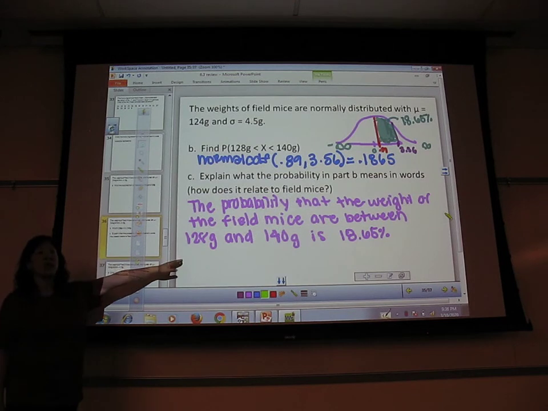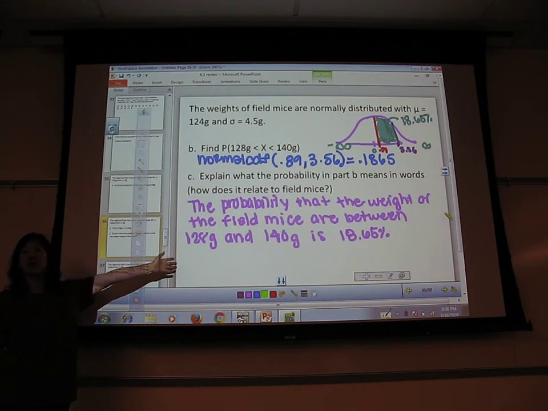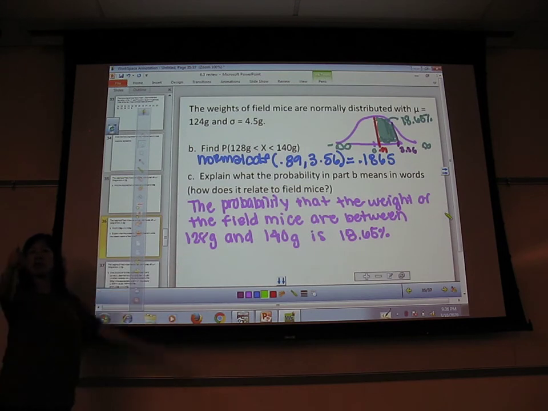There is another way of saying this. You could have said something else that's similar but different. Anybody do the other one? Everybody did this? Everyone did probability? What did you do? Is it okay if it's shorter? Do we have to say probability? No, you don't have to. If it was just like 18.65% of the population is between 128 grams and 140 grams, I would say of field mice instead of the population. But that's the other way of saying it.